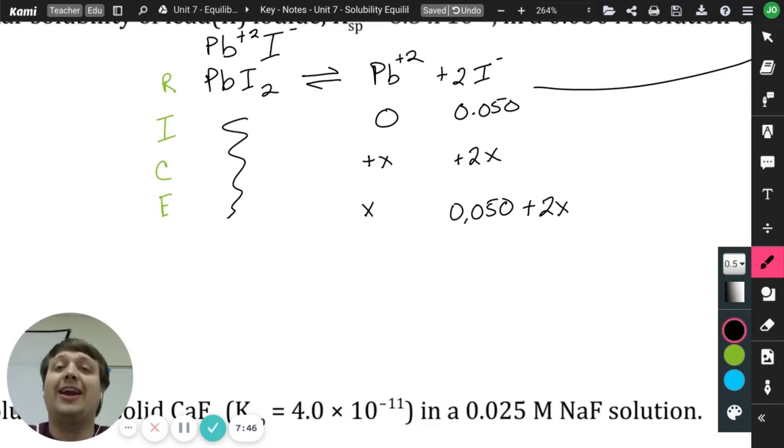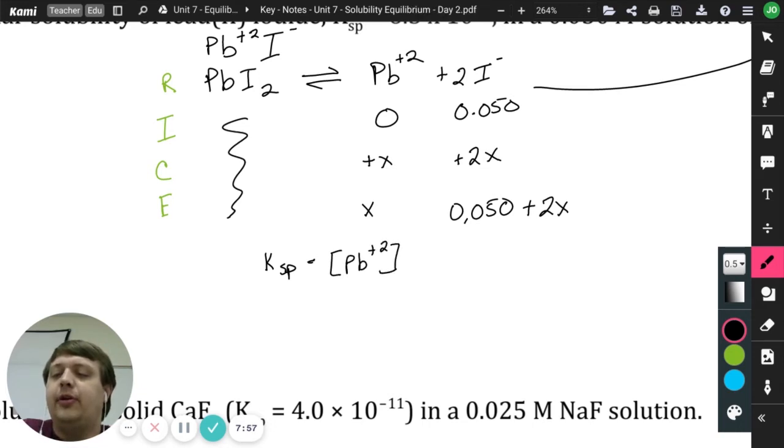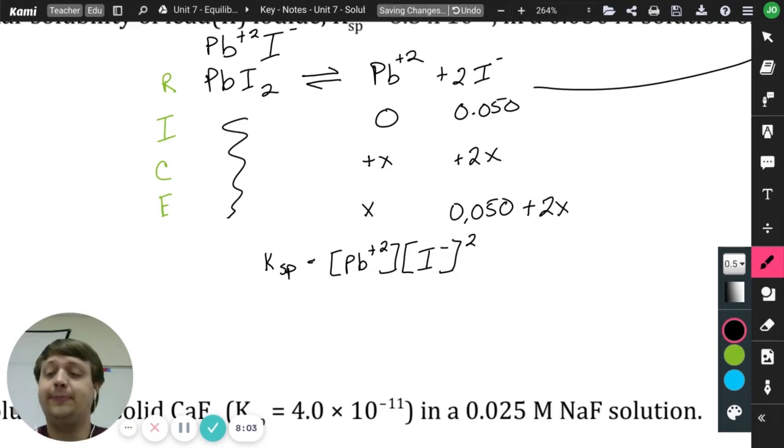So the very first thing that I need to do now that I've got my RICE table done is to write the equilibrium expression here. So I have my Ksp. It equals the concentration of lead times the concentration of iodide, and the iodide is going to be to the second power because of that coefficient.